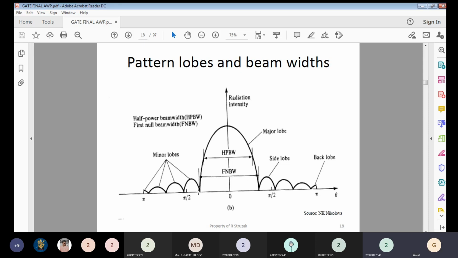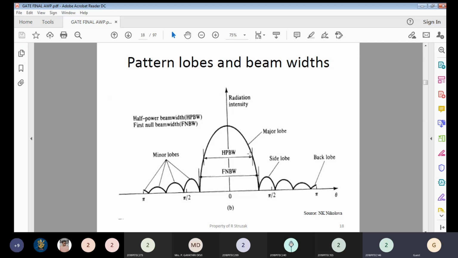So how can we find out the half power beam width? From the major lobe, from the maximum, we are going to take the 3 dB minus, and there we are going to take the 2 points P1, P2. The distance between P1 and P2 is going to be called the half power beam width.